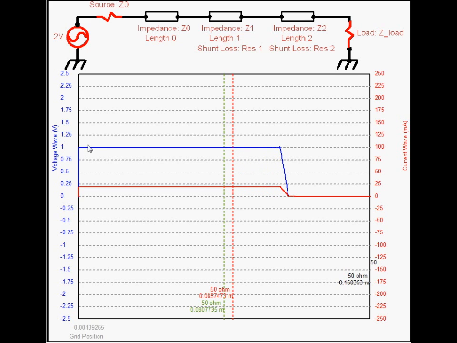Now, you might ask, why is this 1 volt? Well, we have a 50 ohm source resistor that's hitting a 50 ohm impedance for the transmission line. So that 50 ohms divides by that 50 ohms. It's a voltage divide relationship, so that 2 volts becomes a 1 volt pulse that goes through.